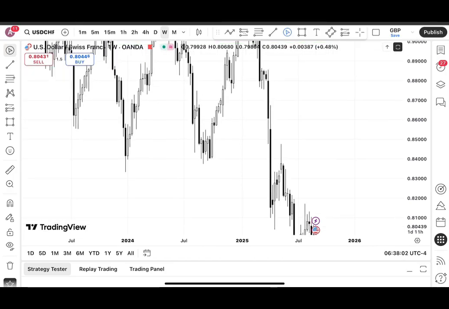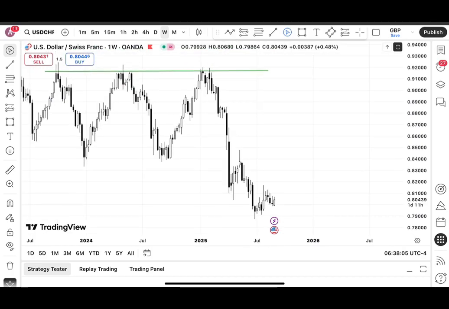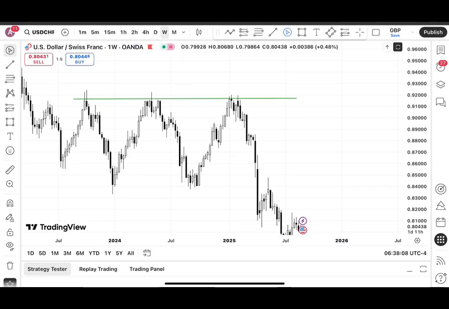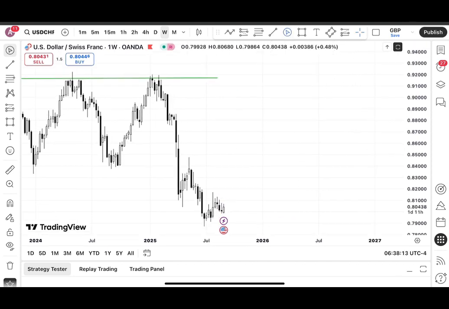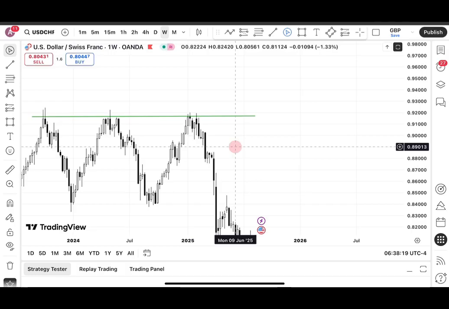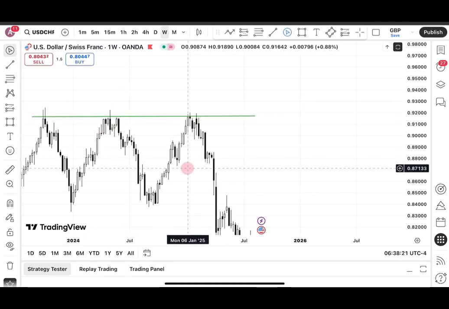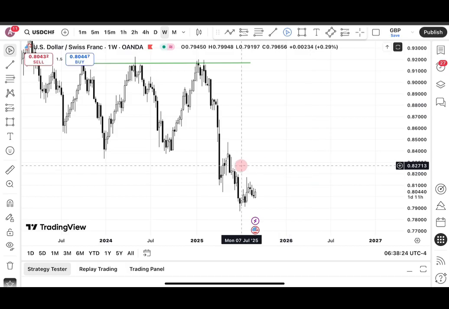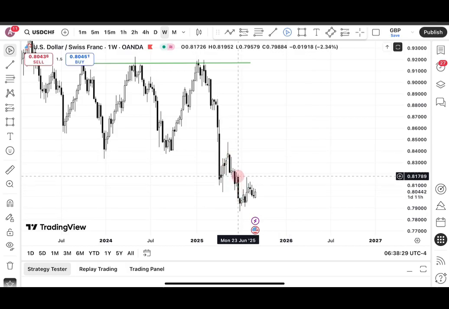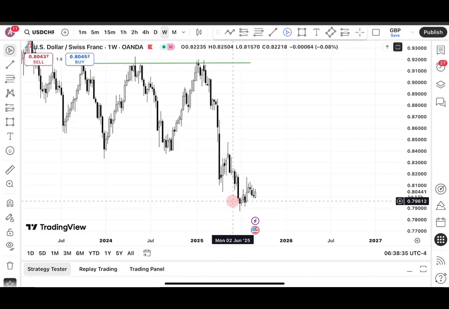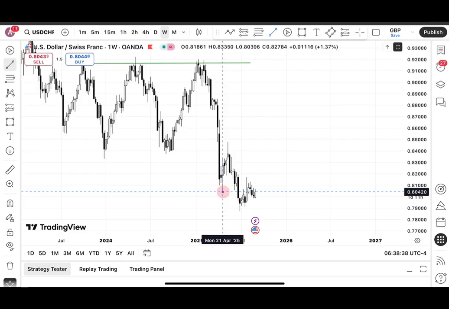So in the weekly time frame, there is this rejection, triple top, market pushes to the downside, pulls back, pushes to the downside, creates a demand here, a supply here, pushes even more, break of structure.